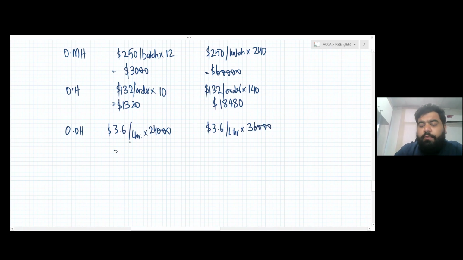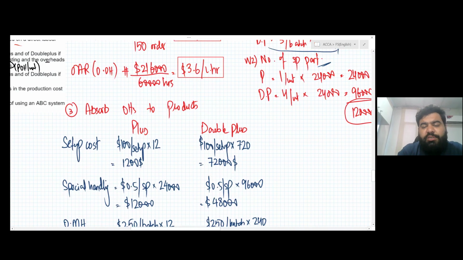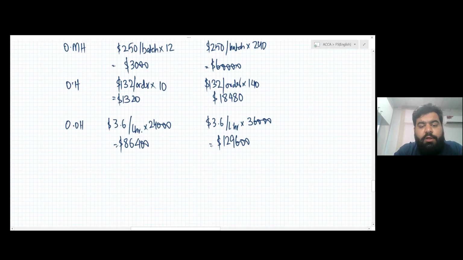Okay, so 24,000 into 3.6 is 86,400, and 36,000 into 3.6 is 129,600. Obviously, if we add both of them, we'll get the answer of 216,000. That is the total of the other overheads, right?